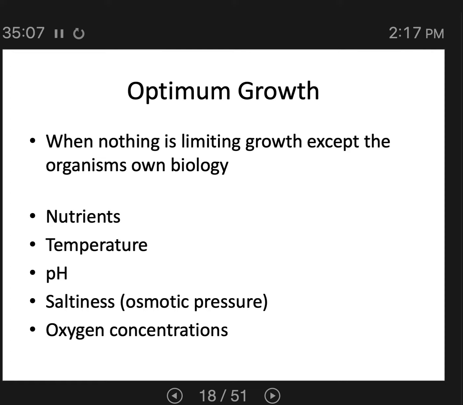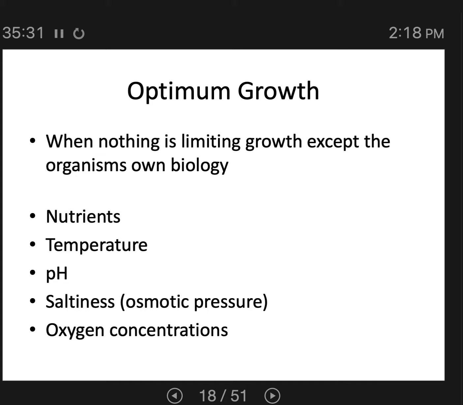Okay, so optimum growth is the growth rate that you see when there is nothing limiting the growth of that species except its own biology. It's got enough light, enough carbon, enough nitrogen, enough energy, the right pH, the right oxygen environment. If all the conditions are perfect, how fast can it grow? That's the optimum growth rate.